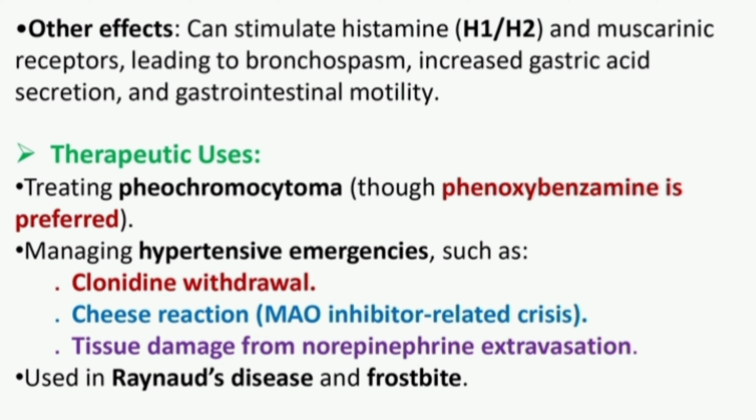The next important use for phentolamine is hypertensive emergencies. The cases are clonidine withdrawal and cheese reaction. Cheese reaction we know is the MAO inhibitor related crisis. Also hypertensive emergencies like tissue damage from norepinephrine extravasation. These are very important uses for phentolamine. Another important use is in Raynaud's disease and frostbite. These are very, very important points. We can expect questions based on this one. We want to be thorough with it.